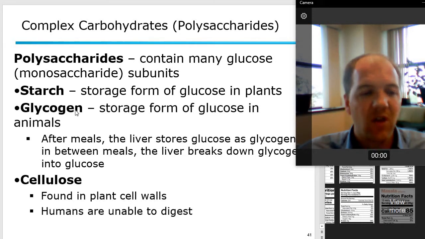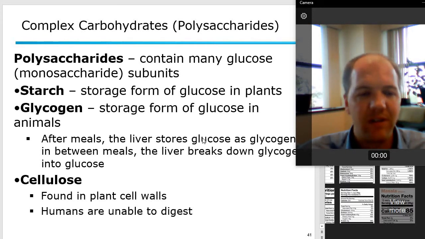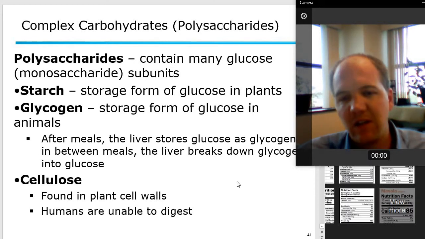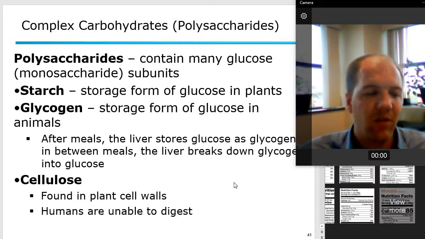Glycogen is just like starch, or similar to starch, but it's storage of glucose in animals. So if you just ate a meal and you've got lots of glucose in your body, your liver can take that glucose and store it as glycogen. And then when you aren't eating anymore and you run out of glucose, then your liver can break that glycogen down, add glucose to your bloodstream to keep your sugar levels up.